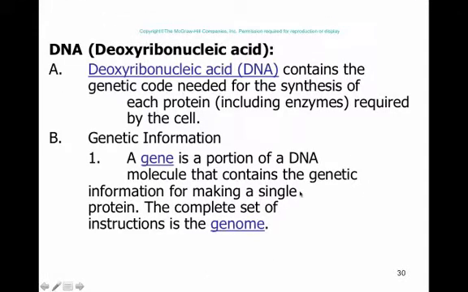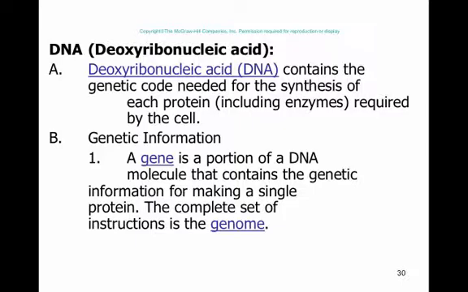Deoxyribonucleic acid, and this is the genetic code needed for the synthesis of each protein required by the cell. DNA is what codes for these proteins, but proteins are the ones that actually make your body work, make the different compounds, or do the processes. DNA will code for the proteins.